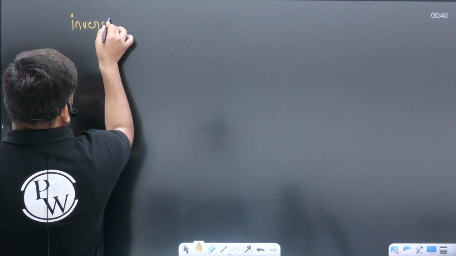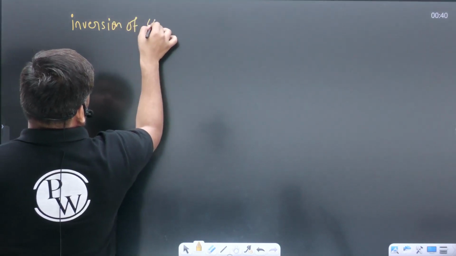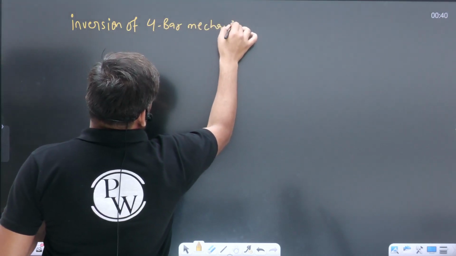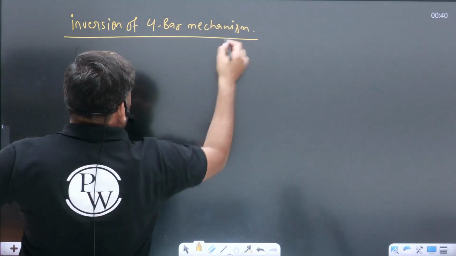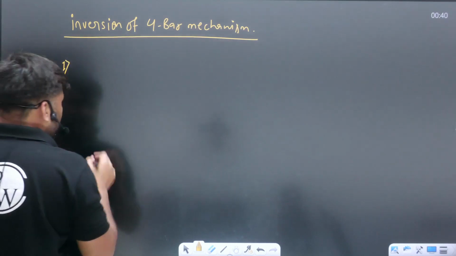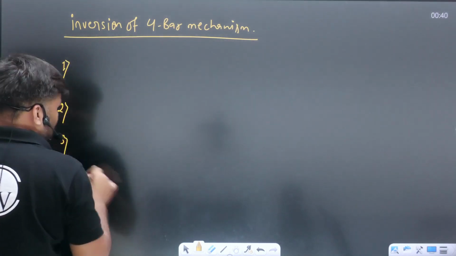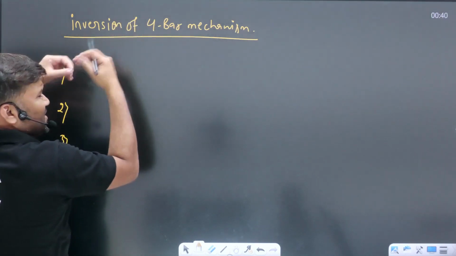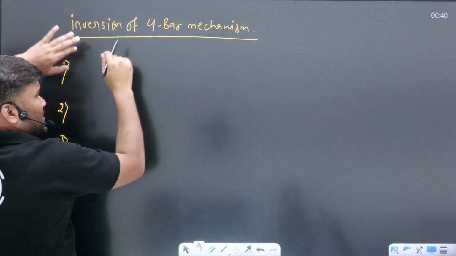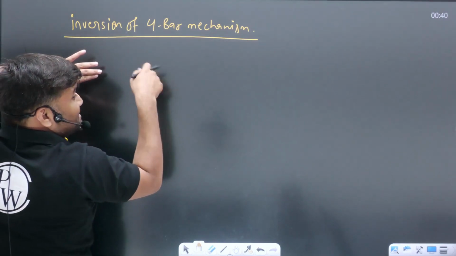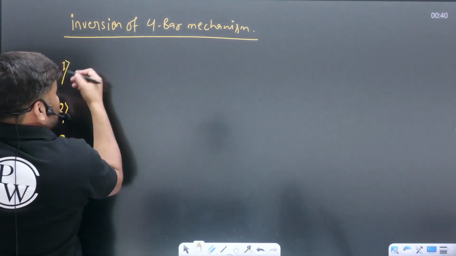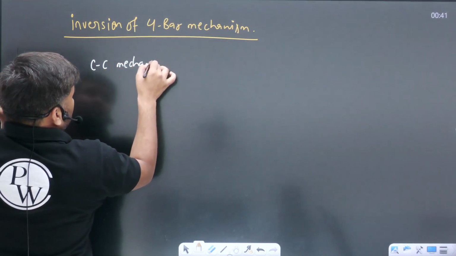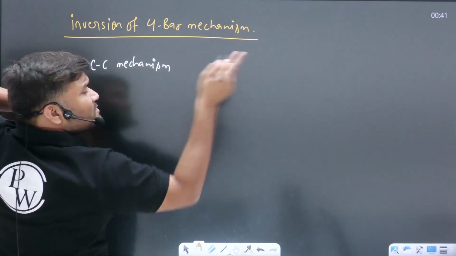Inversion of 4 bar mechanism. I will show with the help of animation also. Sir, you may have one possibility. Yes, sir. Input, output, both are some link you have fixed, and input, output both are behaving as crank. Both are having complete rotation. So this is called as crank mechanism. You may also call it as double crank mechanism.